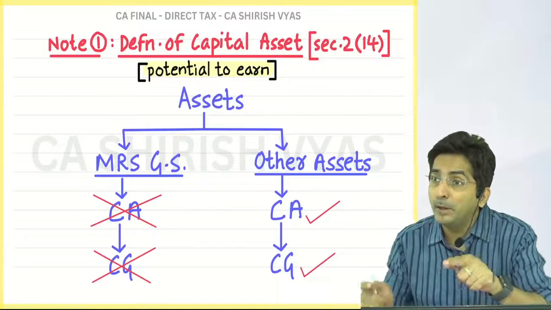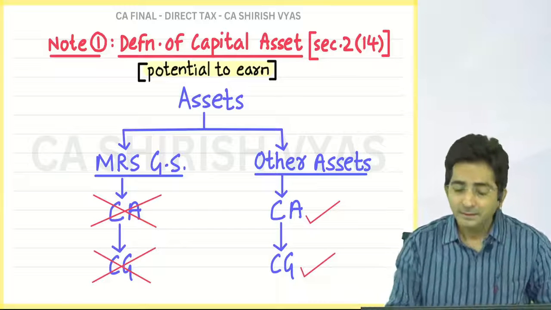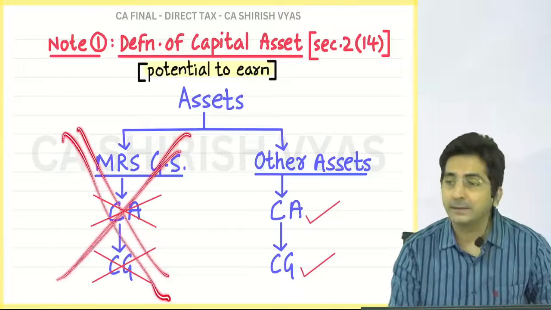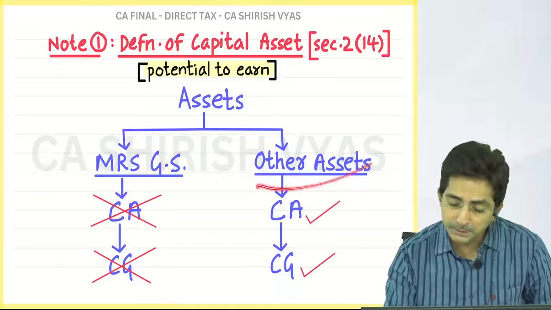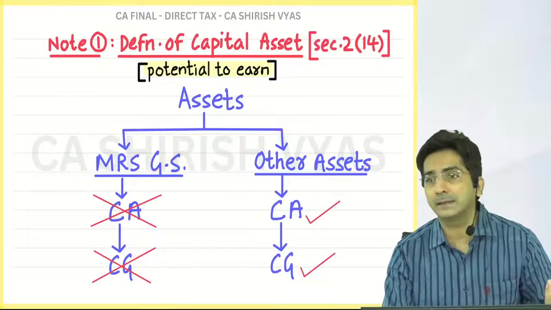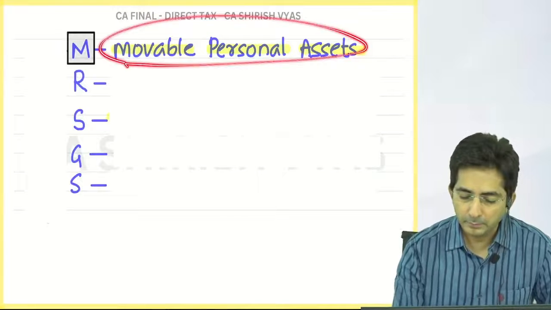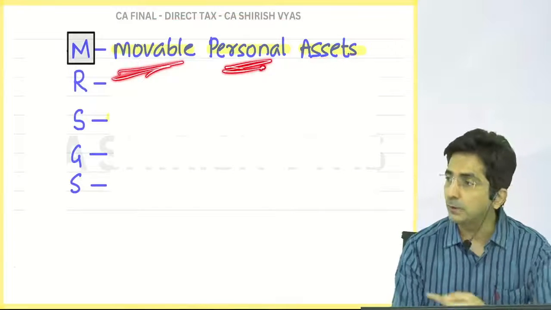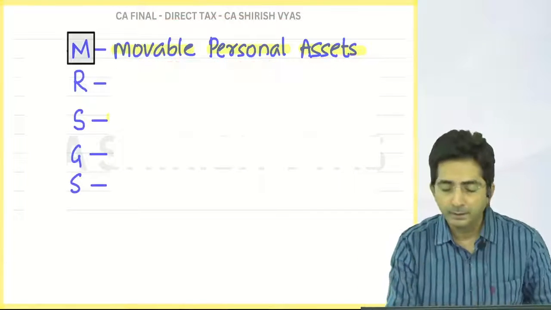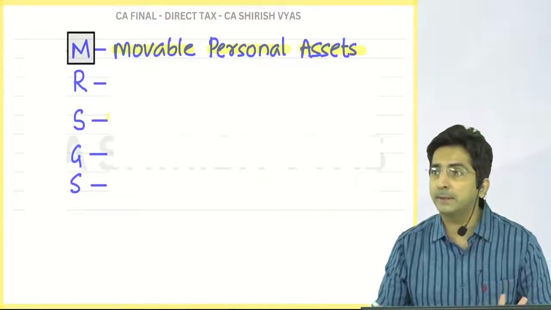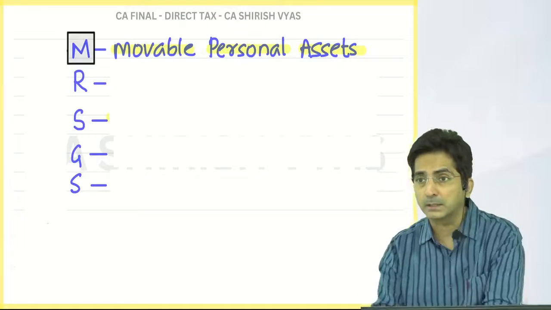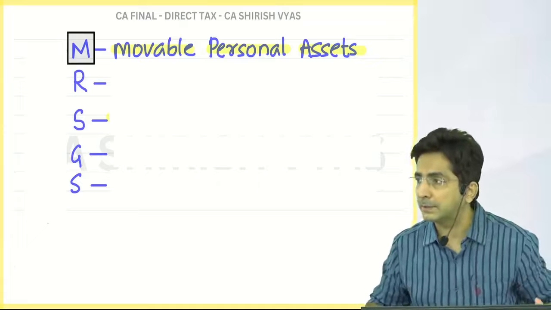That's why movable personal is not a capital asset. If it is business, then it is a capital asset. In short, I was simply taking the opposite of these words and convincing you. So when it is movable personal, it is not a capital asset.